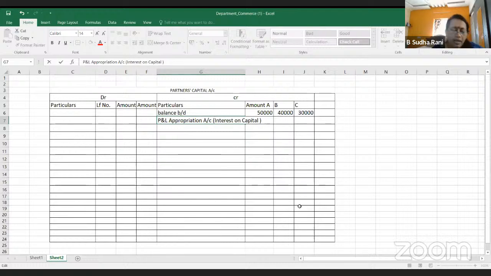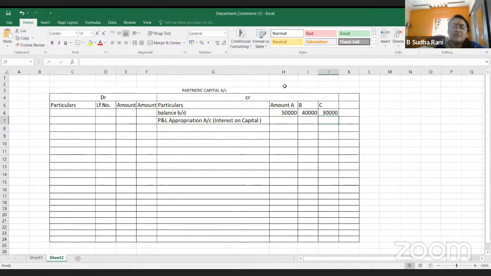See, previously I showed you the P&L appropriation account, right? In that, interest on capital for partner A, partner B, partner C we calculated, right? So what is the partner A's interest on capital we got? 3,000. Okay, and he got 2,400, and here we got 1,800. Okay, P&L appropriation account, interest on capital, and partner A is receiving the salary, right? That also we showed there.